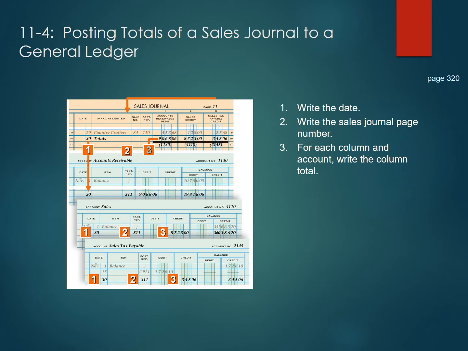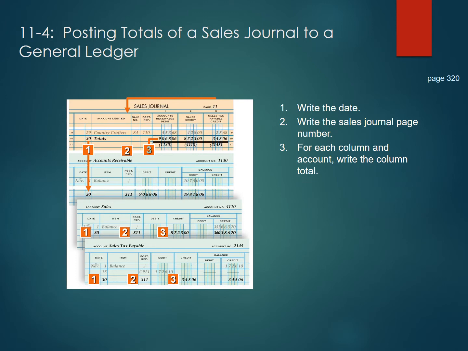Then we will take our sales credit total, go into our general ledger sales account, and record the date and the post reference S11. We will record a credit of $8,723 and then calculate our new credit balance. The last step would be to go to the sales credit column in our sales journal and in parentheses record the account number.